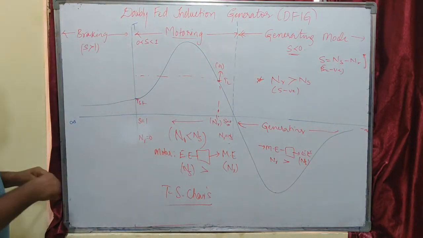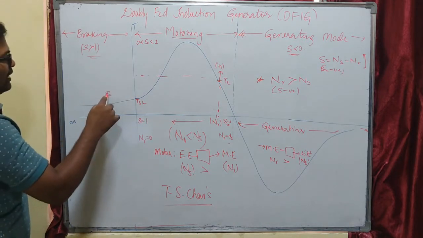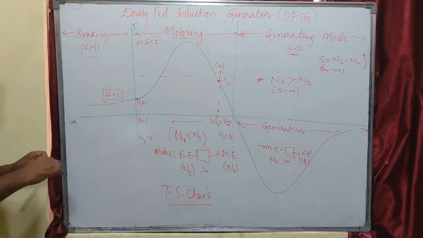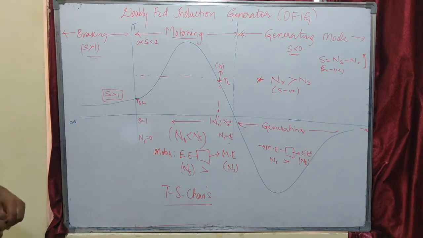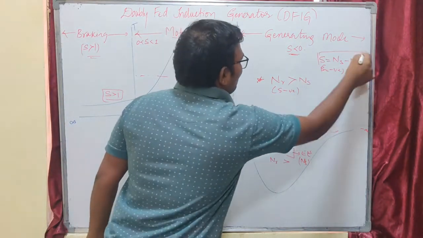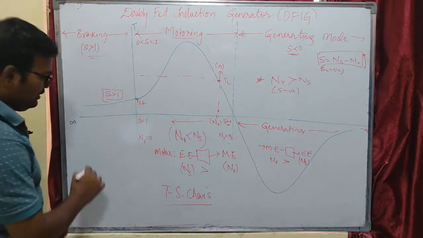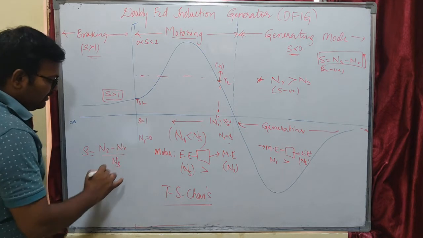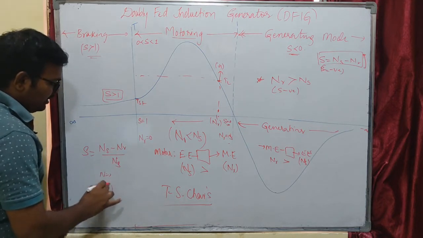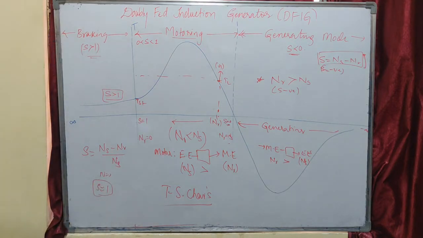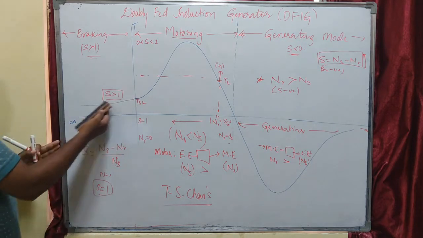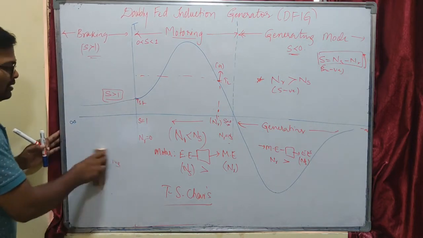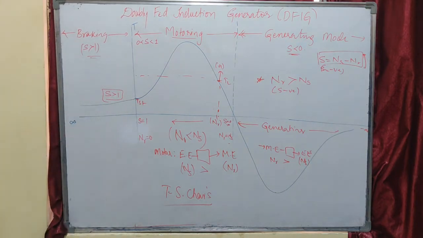And you know that this is the braking operation. As slip is greater than or equal to 1, we try to block the rotor of the machine. That means whenever the speed of the rotor is 0, s equals (ns minus nr) by ns, so whenever nr equals 0, our slip will be 1. This is the starting condition. If slip is greater than 1, that will come under braking condition. So this is about the torque slip characteristics of our induction machine. Now let us try to understand our DFIG induction generator.